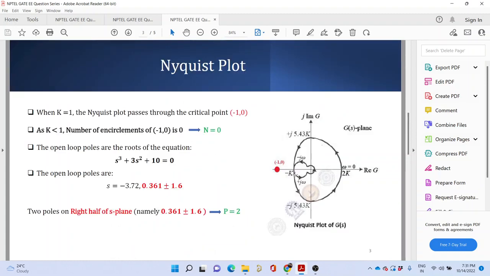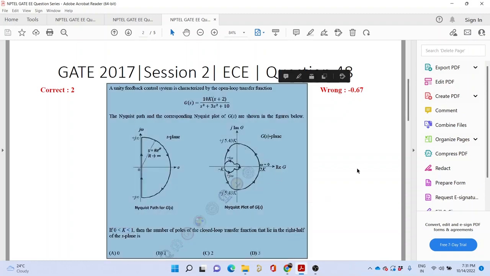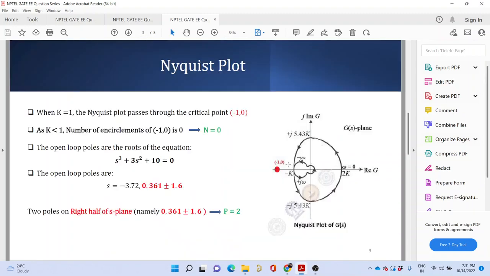So you see, k has been told to vary from 0 to 1, so it is not exceeding this point. Okay, k is between 0 to 1, so it is never intersecting that critical point. The maximum value of k has been told to be 1, so it will be at this point. It can never cross beyond this. So the number of encirclements of the critical point is 0.